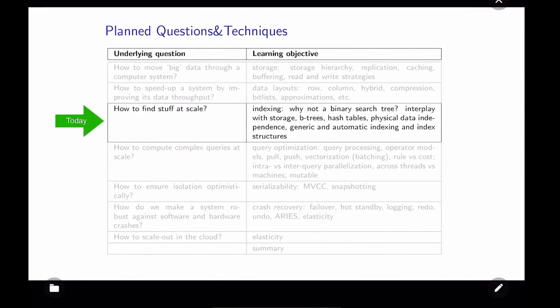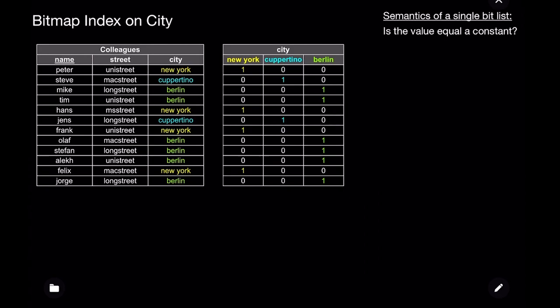of indexing. Again, we're here, still in this box, how to find stuff at scale through indexing. And let's look at bitmaps. And bitmaps are kind of easy. I will show some variants that are not so intuitive, but the basic uncompressed bitmap, as it is also called, is relatively easy. We're in a situation like this. We have a relation called colleagues with three attributes, name being the key. You should know by now that modeling-wise, using name as a key is a very bad idea, but for this slide example, I'm using it. So there's name, which is the key, street, and city.